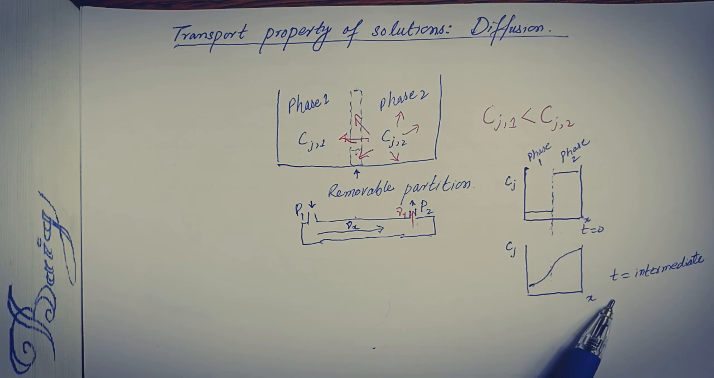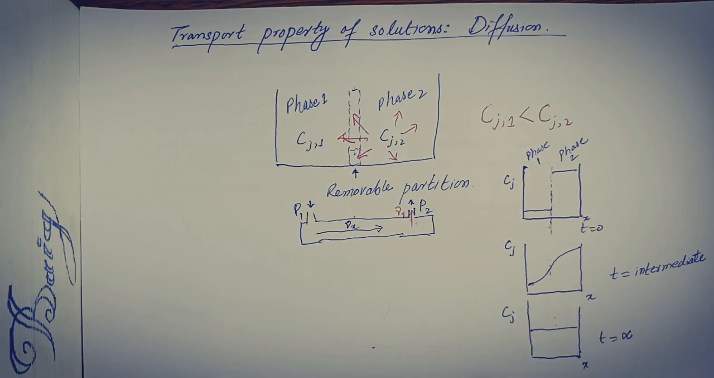This is the intermediate time, and when enough time is provided to the chamber, all the species from phase 2 have moved to phase 1, and species from phase 1 are also moving towards phase 2, in such a way that the overall distribution of the concentration of species J is normalized, and the concentration of species J is equal in all regions of this chamber.